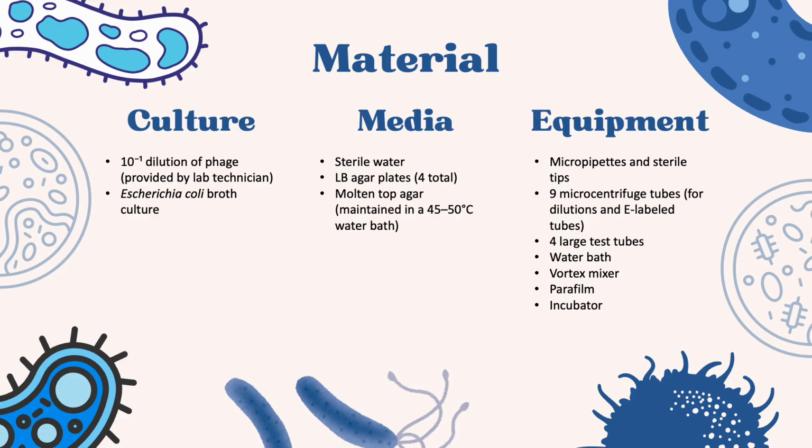Now for our materials. We're starting off with culture. We have a 10 to the negative 1 dilution of phage provided by the lab technician, as well as an E. coli broth culture. As for the media, we have sterile water, LB agar plates, 4 in total, and molten top agar, which was maintained in a 45 to 50 degrees Celsius water bath. And lastly, for our equipment, we used micropipettes and sterile tips, as well as 9 microcentrifuge tubes for dilutions and E-labeled tubes, as well as 4 large test tubes, a water bath, a vortex mixer, parafilm, and an incubator.